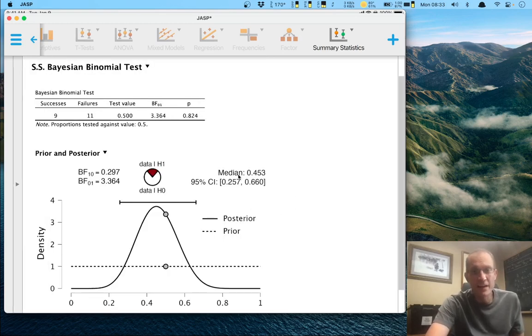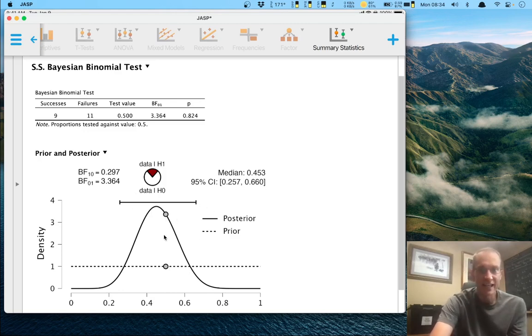You'll get the median of the posterior distribution as well as this 95% credible interval. Again, these are things that we did in lecture 2. JASP gives them to us just like that. In fact, there is the credible interval right there. What this tells you is that 95% of the posterior mass is between this point and this point. So it's all under here, right? We can see that intuitively, but this tells you exactly where it is.